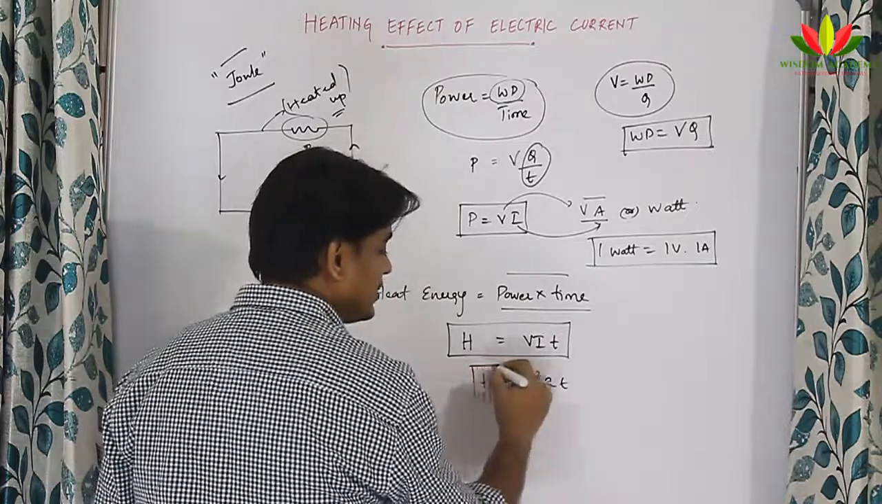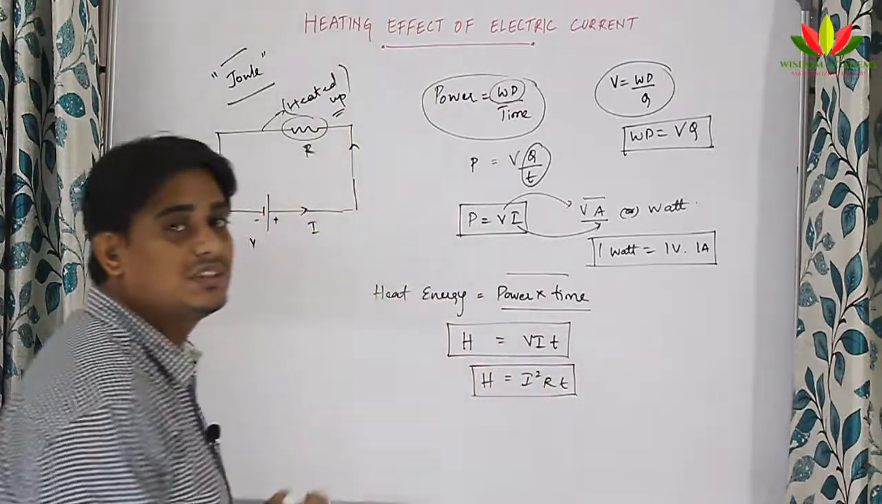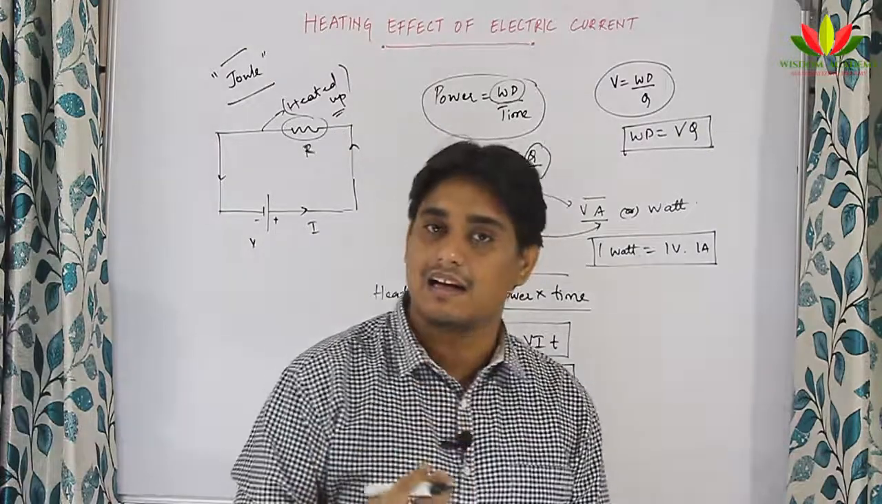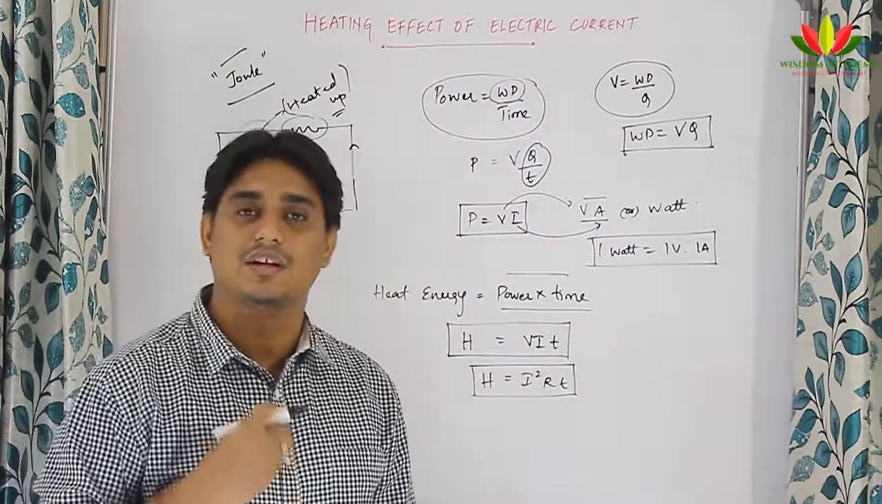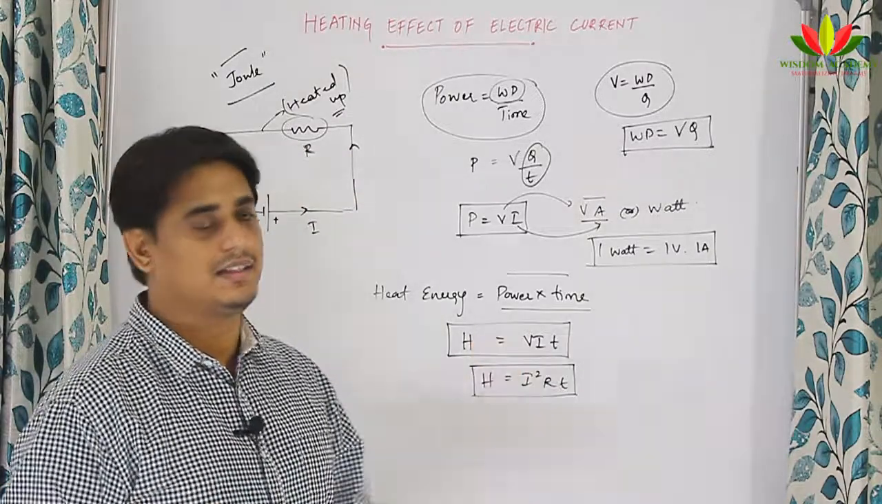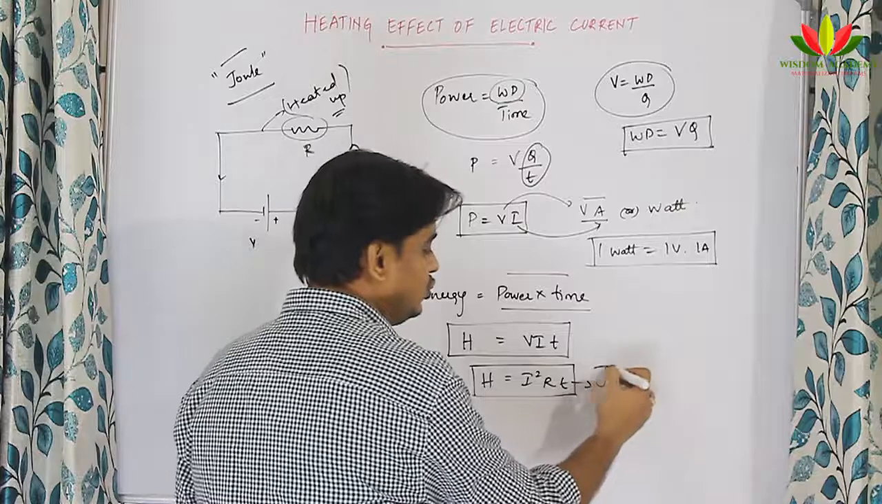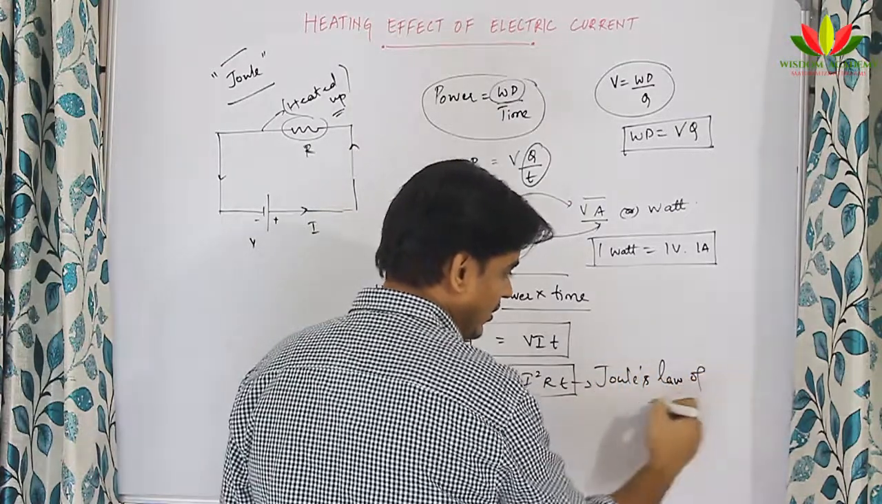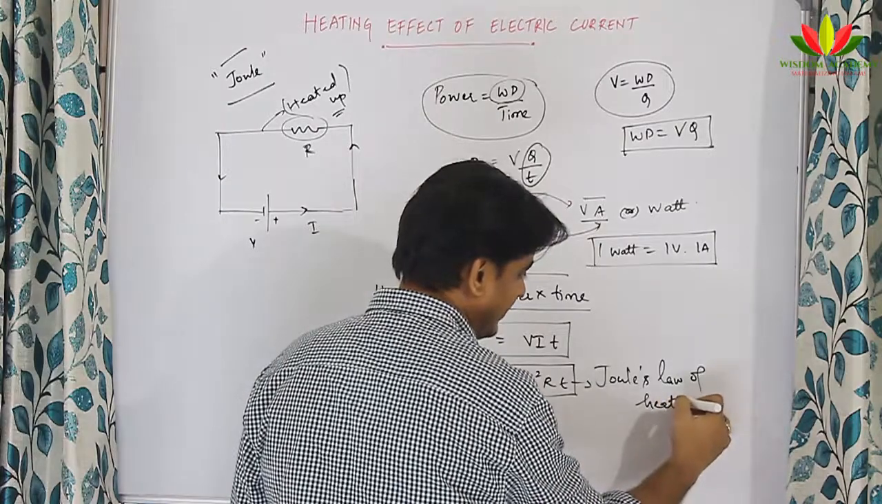So the heat energy produced in any conductor that has a resistance R, when a current I is flowing through it for time T, is H equal to I square RT. This is known as Joule's law of heating.